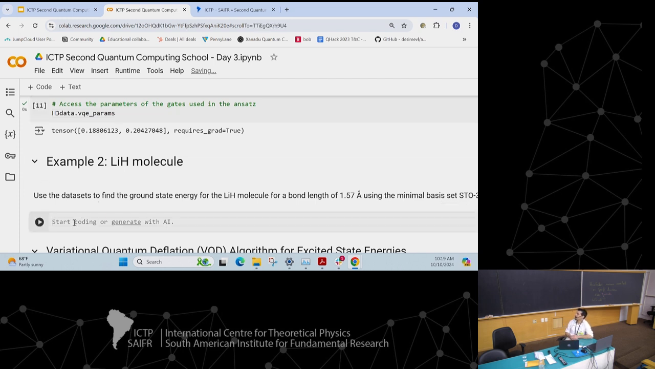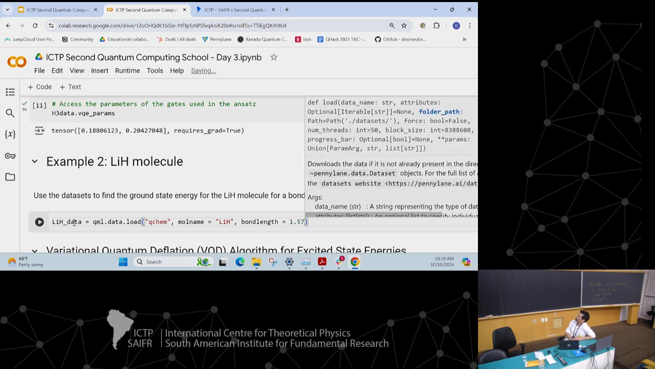To give you a slightly more interesting example, we're going to look at the lithium hydride molecule. We're going to load the data set for that, and we're going to specify additional parameters. We start the same, but we're going to specify the bond length this time. We want the data set of lithium hydride at a bond length of 1.57 atomic units.